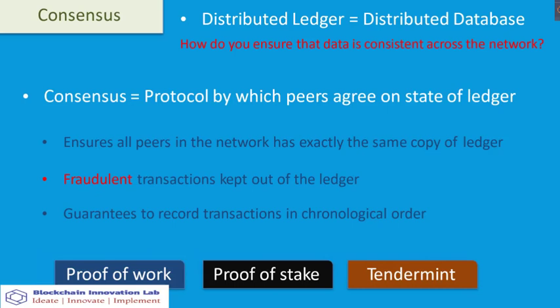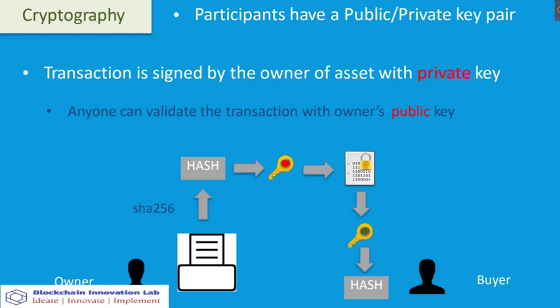It guarantees to record transactions in chronological order. Here, if you see, participants have a public-private key pair, as I told you. The private key you should not give to anyone. The private key is for yourself, and you need to safeguard it. Either you print it out on paper and keep it in a safe, or you have different kinds of wallets. It's a hard wallet that you can find on Amazon.